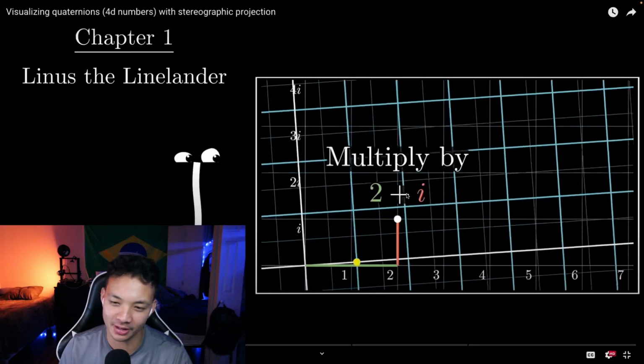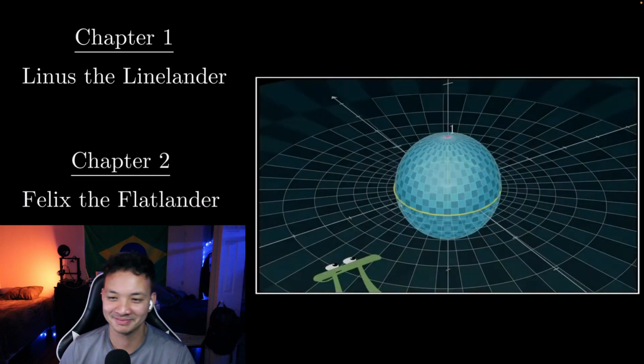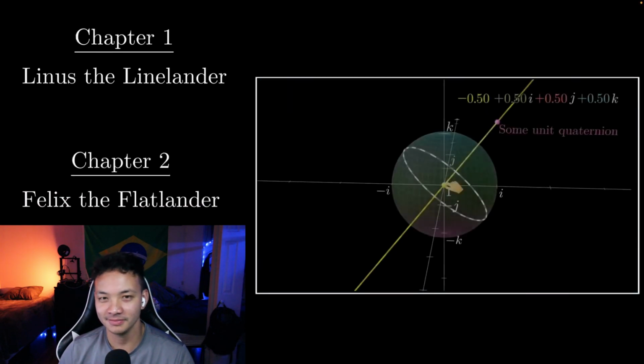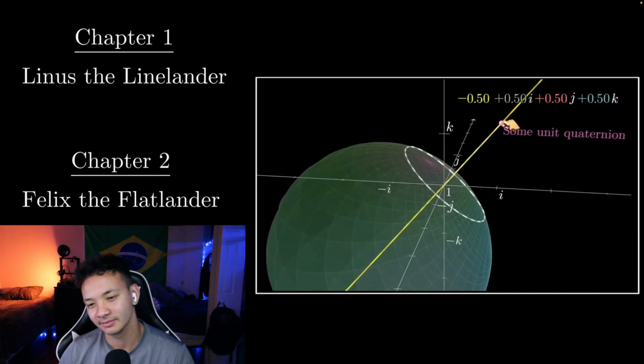...numbers to someone who only understands 1 dimension, then describing 3D rotations to someone who only understands 2 dimensions, and ultimately to represent what quaternions are doing up in 4 dimensions within the constraints of our 3D space.